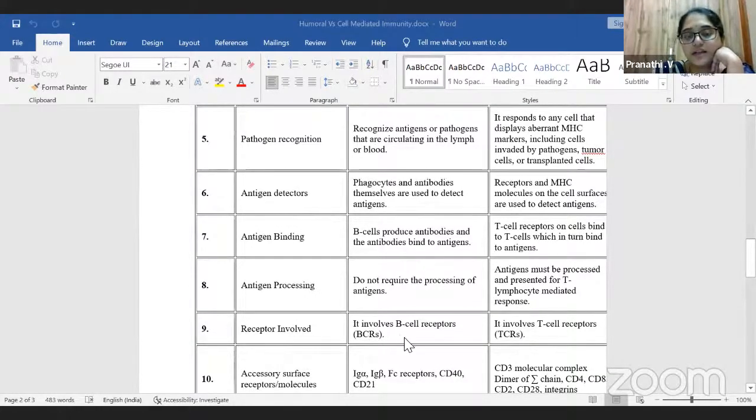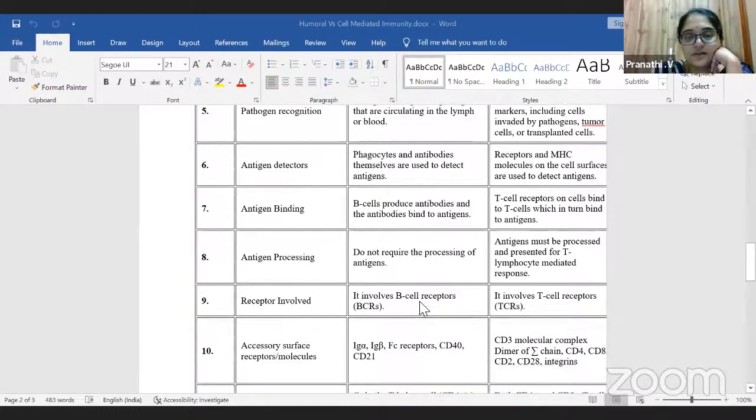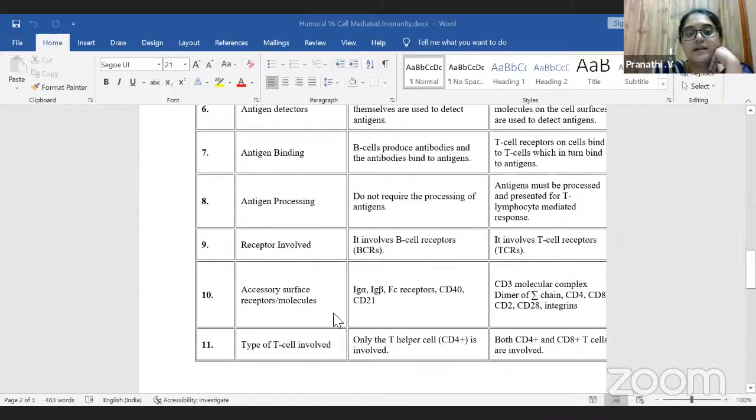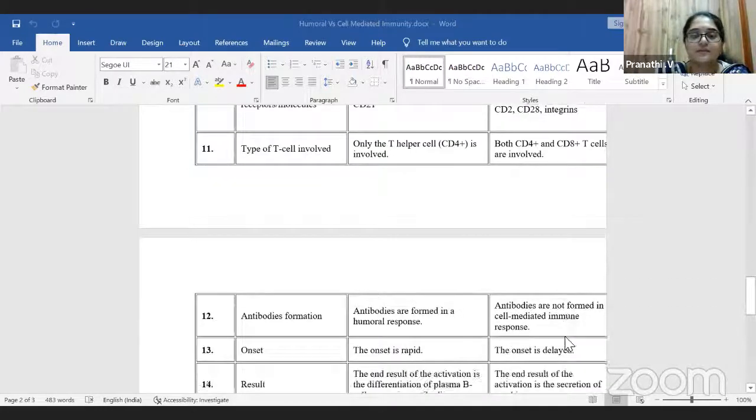In humoral, it is B cell receptors which are involved. In cell-mediated, it is T cell receptors. Accessory receptors include Ig, immunoglobulins, gamma, beta, Fc receptors, CD40, CD21. Over here, it is CD4, CD8, the dimer of epsilon chains, and CD28 integrins. All of these are involved. Types of T cells are CD4, the T helper cell, whereas in cell-mediated it is both CD4 and CD8 T cells that are involved.